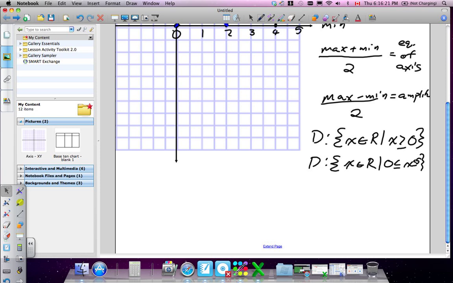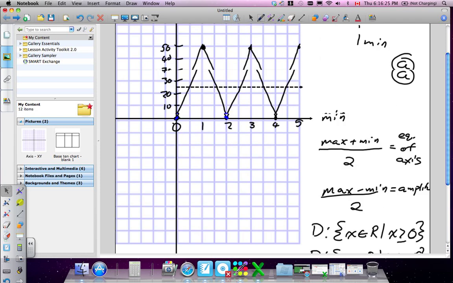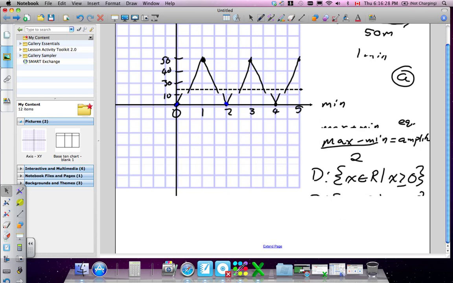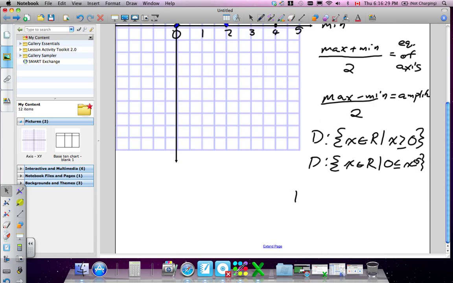Our range is more straightforward. We have a max point of 50 and a minimum point of 0, so it's very easy. There's no questions about our range. Our range is y is the set of all real numbers, such that y is greater than or equal to 0 and less than or equal to 50. Does that make sense? Okay.